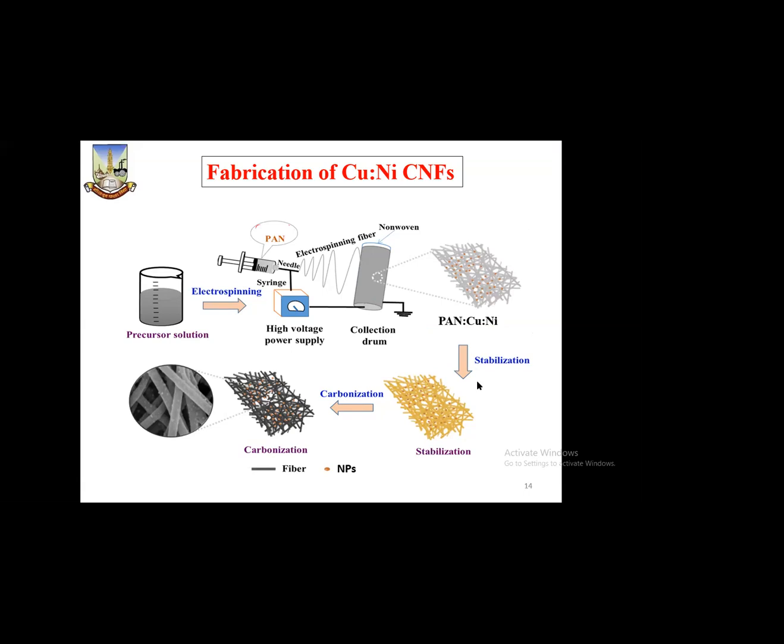These are the PAN copper nickel nanofibers. We stabilize this material first. After stabilization, we put it for carbonization, and once the carbonization is done, carbon nanofibers are formed with the help of the tubular furnace.